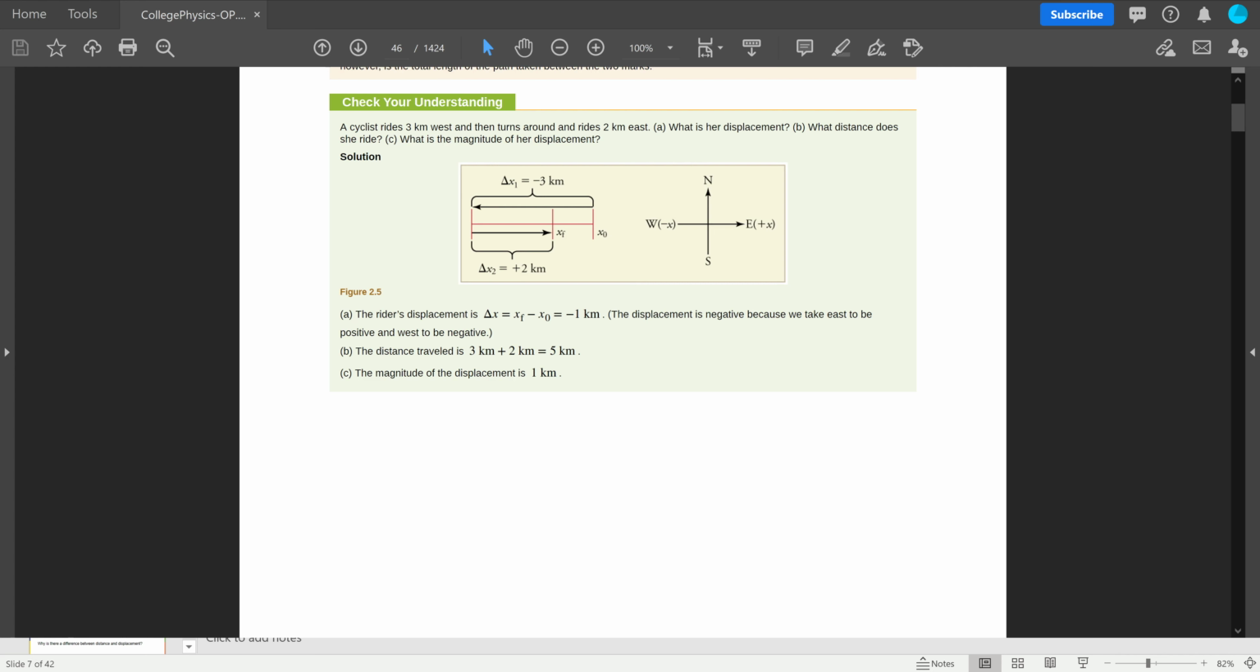For B, we have distance. So we know that the distance she went in the first place, she went 3 kilometers to the west. Remember, distance does not have a direction. So we really are only worried about those 3 kilometers. There is no negative here. And then she went 2 kilometers east. Again, we don't care about the negative here, but it's positive anyway. So we have 3 plus 2, which gives us 5 kilometers. And then the magnitude of displacement, we could see from A that the numerical value here is just 1. So that is what the magnitude of displacement is, 1 kilometer here.